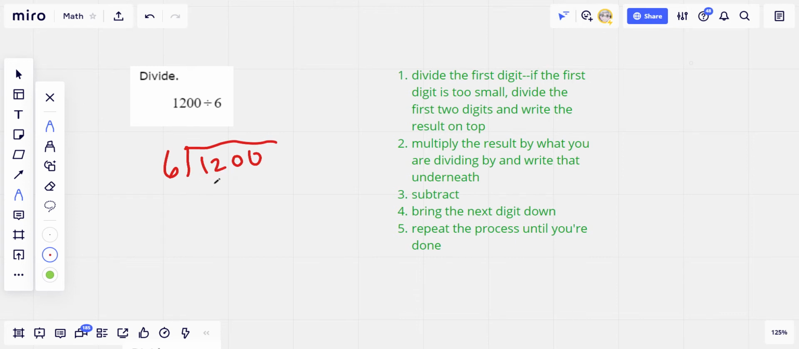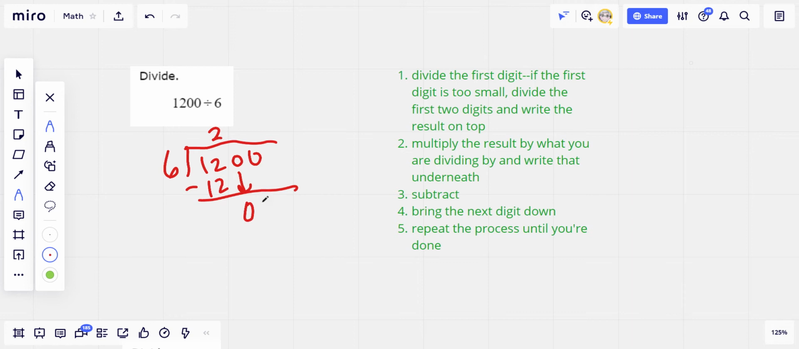What is 12 divided by 6? Well, that works. That's 2. 2 6s go into 12. And then after I've done the division step, I multiply. 2 times 6 is 12. And then we subtract. And 12 minus 12 is 0, and usually I don't even write the 0, and so I would just pull down the next number.